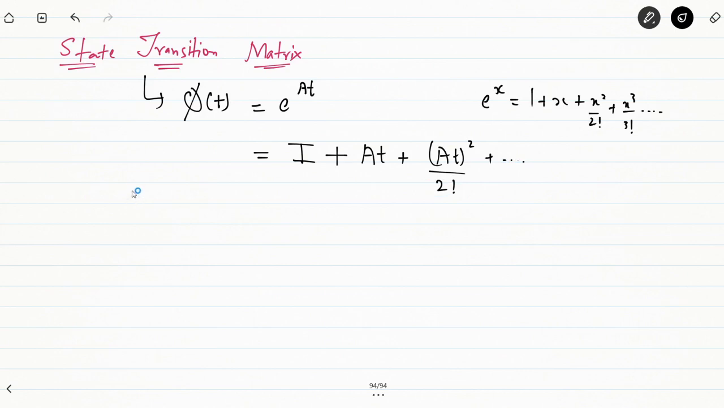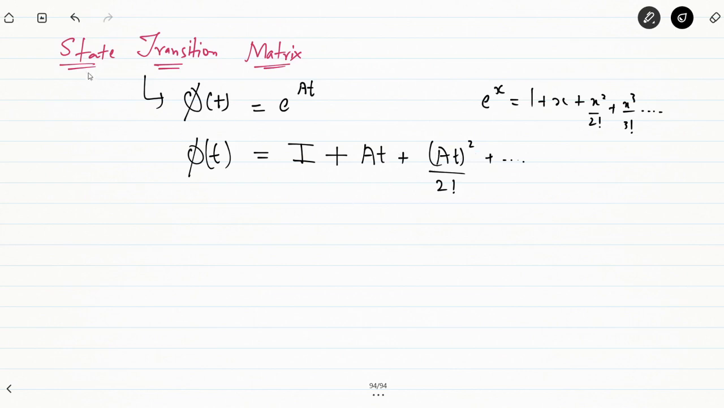So the state transition matrix is denoted by phi(t). It is an exponential function, but more generally it's a matrix exponential function. If we expand this exponential term, we get phi(t) = I + At + A squared t squared by 2 factorial, and so on.